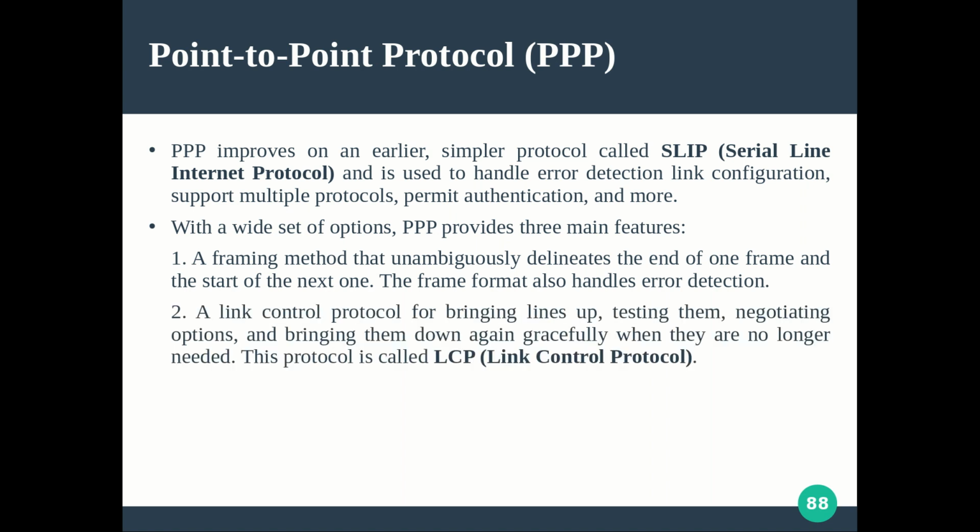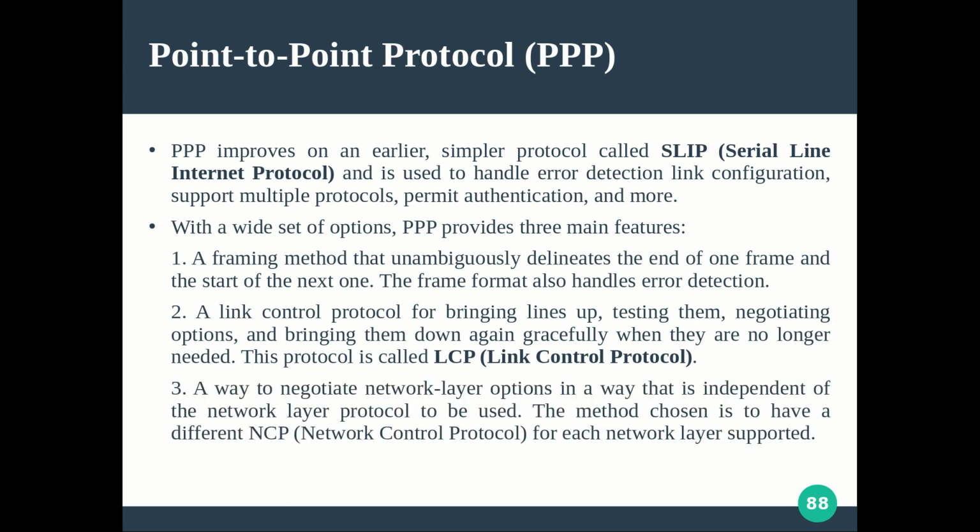The second is a link control protocol for bringing lines up, testing them, negotiating options, and bringing them down again gracefully when they are no longer needed. That means for the data link layer connection to be set up, there is testing of the connection, negotiation of the options between the sender and the receiver, and finally once the communication is over, the tear down, bringing down the particular communication link. All those things are handled by a link control protocol, which comes as part of the point-to-point protocol, and it is called the link control protocol, LCP, in PPP.